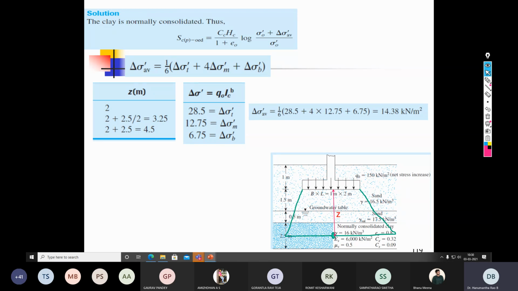And there is no 2:1 distribution here. If you take only a single value at the middle directly, that is somewhat of an approximation, and this is the more accurate method of calculating the delta sigma average.